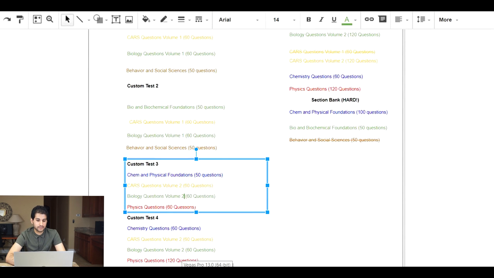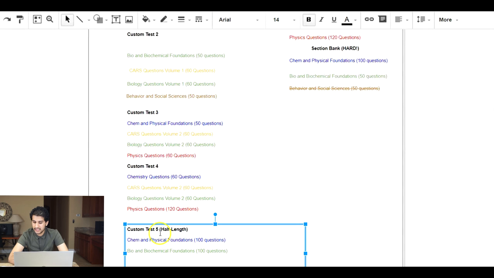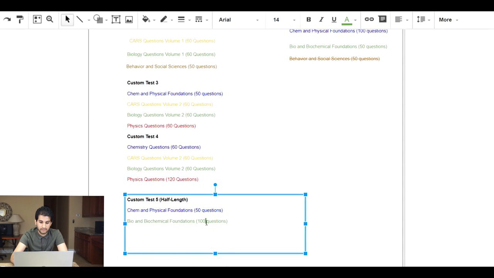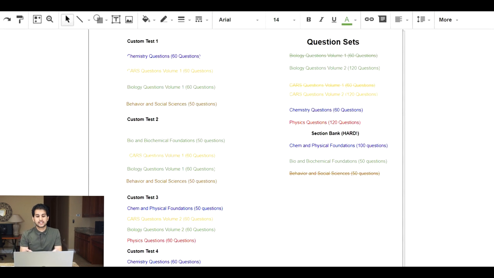Custom test 4, just some chemistry questions, CARS questions, biology questions. Standard like the exam, physics, same reason as custom test 3. Custom test 5 is a half-length test because we only have 2 resources left. And I chose these, the chem and physical foundations from the section bank and bio and biochemical foundations from the section bank, because they're extremely hard and these should be 50 questions. So you just want to take the 50 questions remaining. Again, as you can see, they're not extremely perfect tests that exactly fit the criteria of the MCAT, but they do a pretty good job at emulating what the MCAT is like.